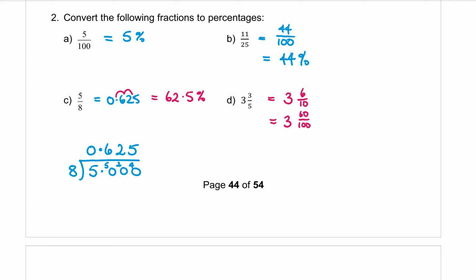Now, because I'm trying to find a percentage here, I don't really want a mixed numeral. Let's change that into an improper fraction. 3 times 100 is 300, plus the 60 is 360 over 100. And if we can write our fraction out of 100, that means that top number is our percentage. It is 360%.